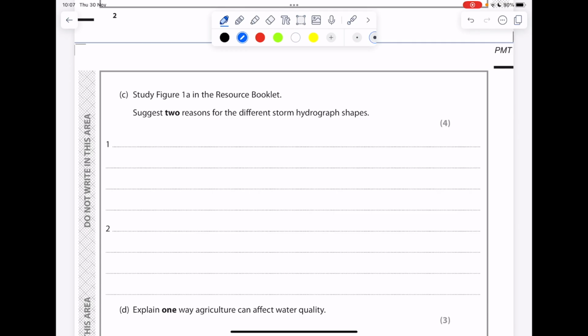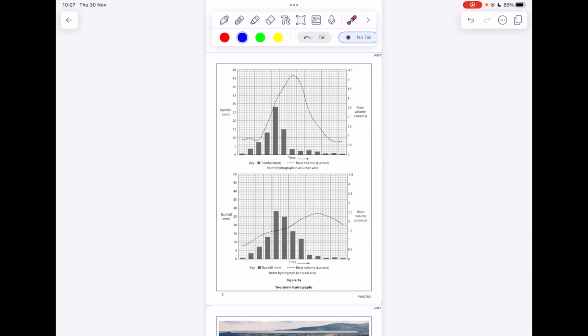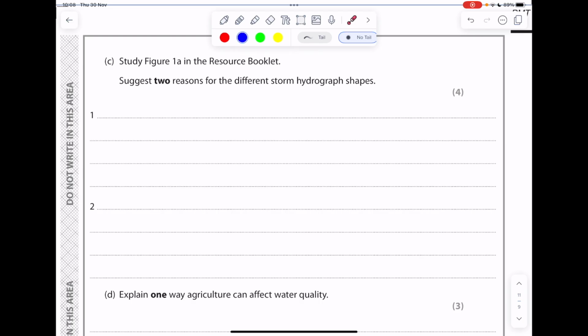Next question, study figure 1a. Suggest 2 reasons for the different storm hydrograph shapes, 4 marks. So here are our storm hydrographs. I'm hoping you can see this is a flashy storm hydrograph. We've got that shorter lag time, the higher peak discharge, the steep rising limb. This is a subdued storm hydrograph. We've got a much lower peak discharge, a shallower rising limb, and a longer lag time. So we are going to state those differences and then give a reason for it.